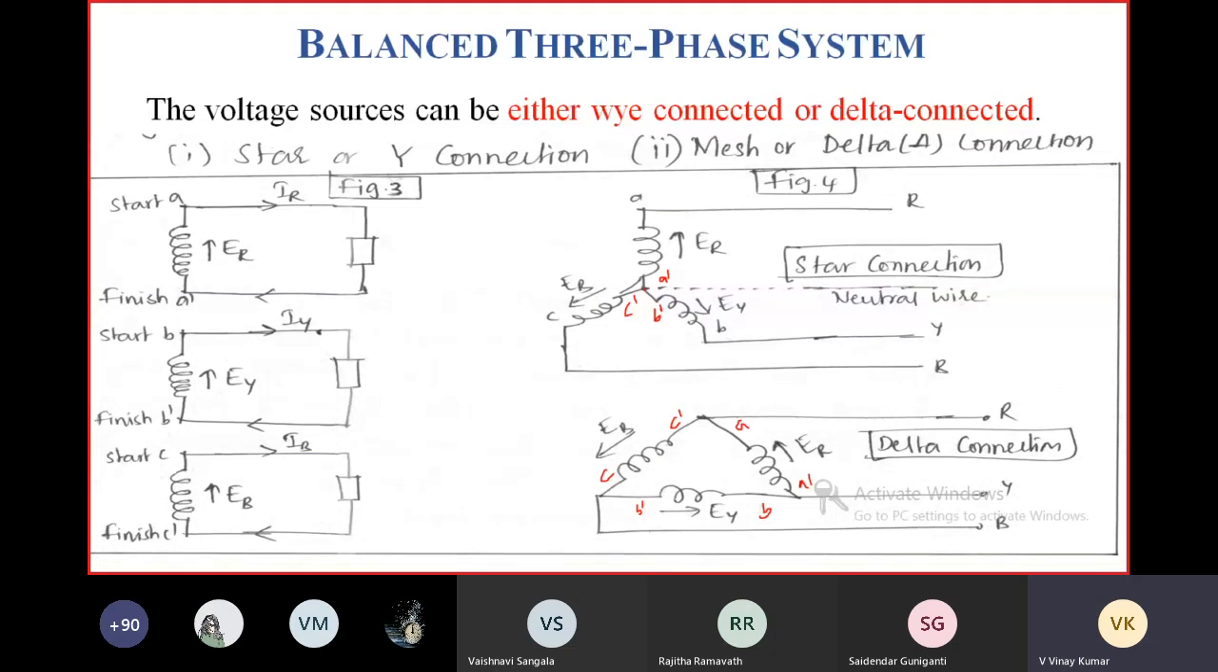The advantage of this star connection is the neutral wire. This junction is called neutral point. You can also connect one more wire. That wire is called neutral wire. If we connect neutral wire here, you can collect single phase voltage from this three-phase system.